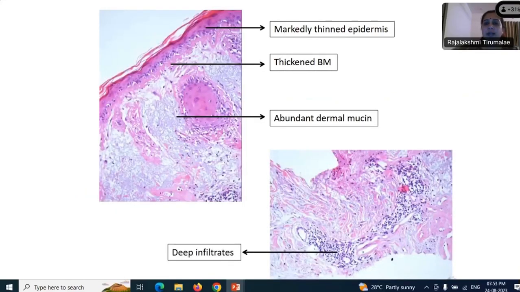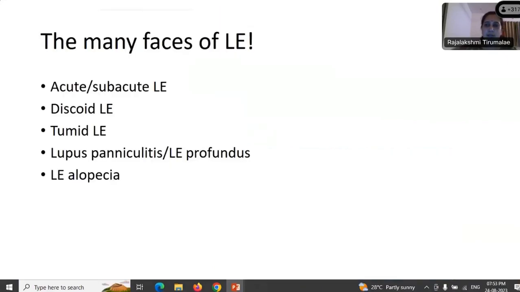So I've got another picture here just to show you how this basement membrane looks. You look at this, it looks like a caricature, right? So it's a markedly thickened basement membrane, and you have abundant mucin. In fact, you have very little infiltrate in this variant, right? So you could have different permutations and combinations of findings in lupus erythematosus.